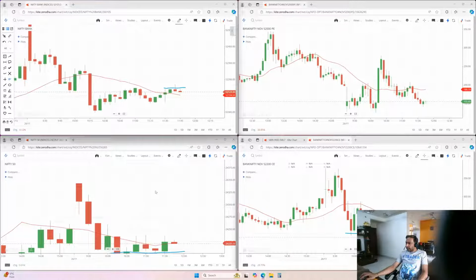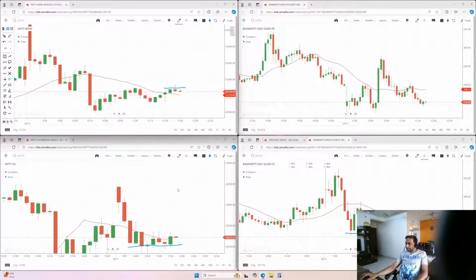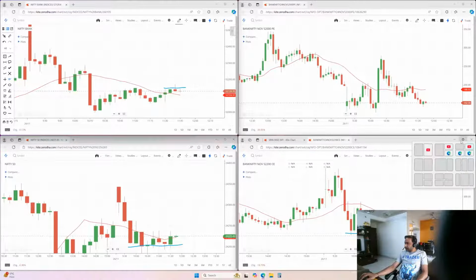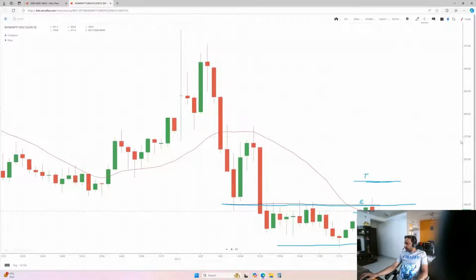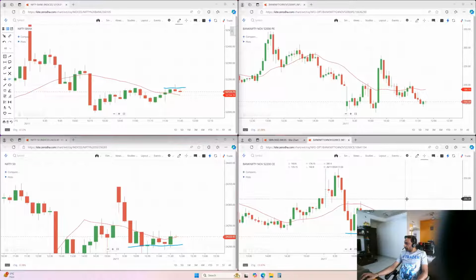So we need to wait. I think this trade, let's see, because Nifty, yeah, premium is rising. That means if you can see, Bank Nifty is trading coming down and premium is rising up. So this is also one kind of indication that Bank Nifty will move up.